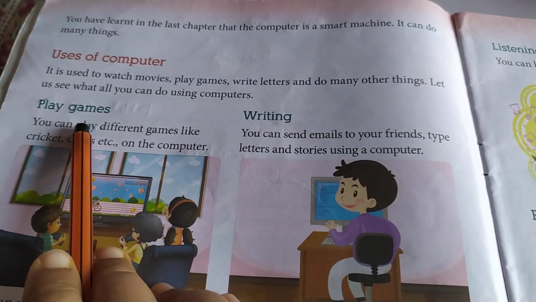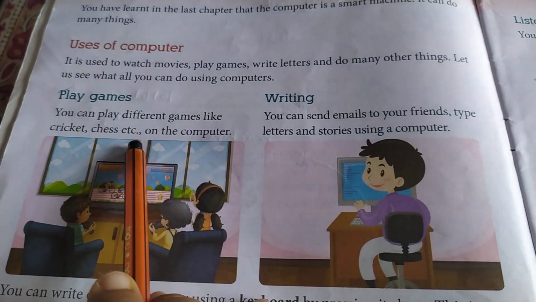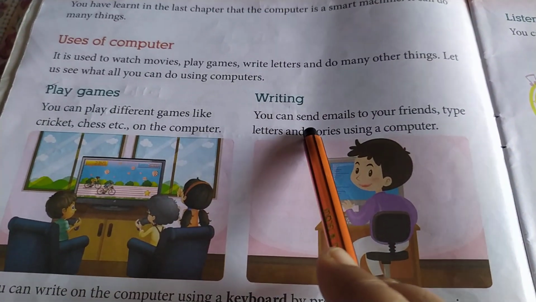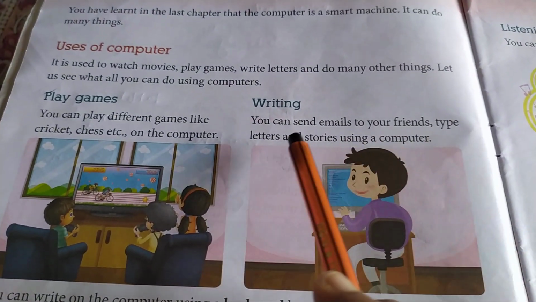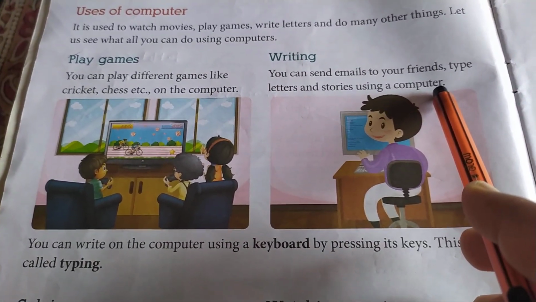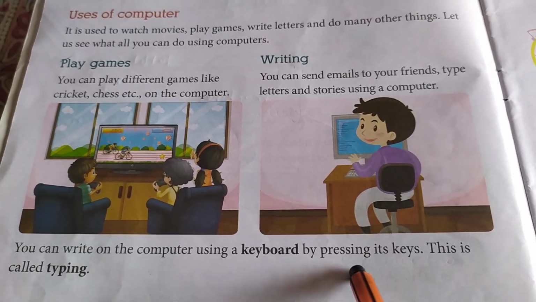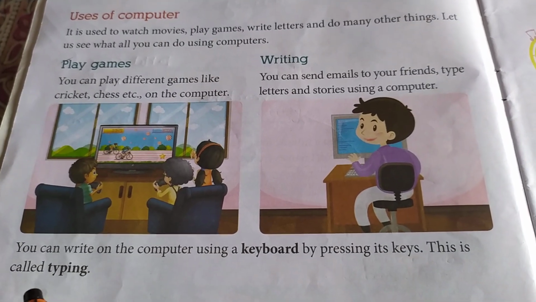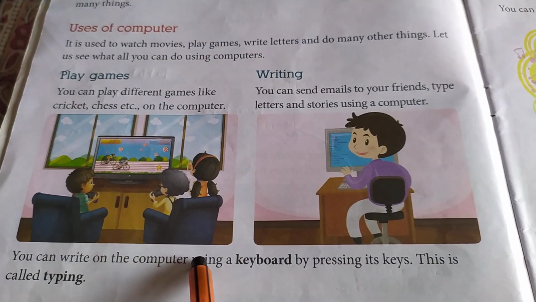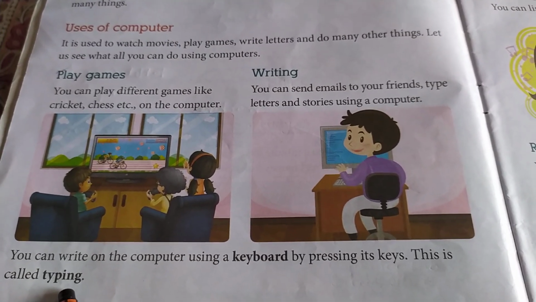Now first is playing games. We can play games like cricket, chess, etc. on the computer. Writing: you can send email to your friend, type letters and stories using a computer. You can write on the computer using a keyboard by pressing its keys. This is called typing. Whenever you are using the keyboard to write something on the computer, it is called typing.